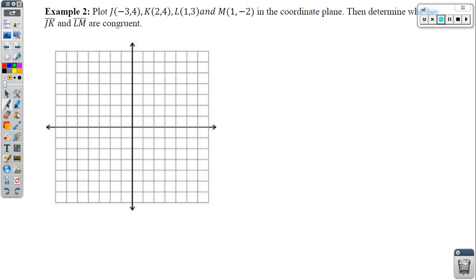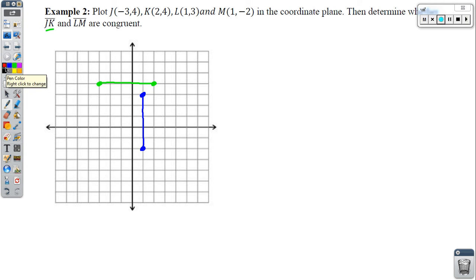Example 2, determine whether or not these two segments are congruent. The first segment is segment JK. So we're going to use the points -3, 4, and 2, 4. So that's one of the segments. And the other segment uses the points 1, 3 and 1, -2. To determine whether or not these are congruent, what we're going to do is find their length.